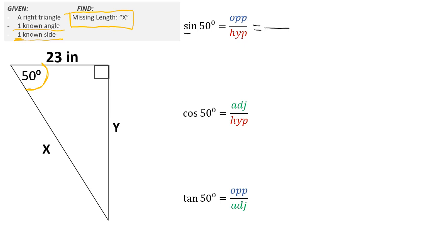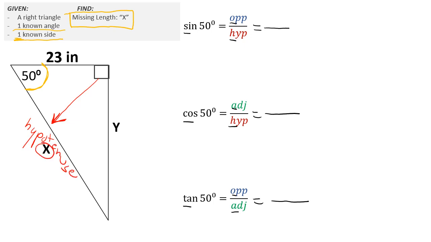So here I am setting up our SOHCAHTOA, just like we always do, and I'm just going to start filling in the blanks. So here's my hypotenuse, the longest side across from the right angle. Well, they don't tell us what the hypotenuse is. They just call it x. So that's not a problem. Anywhere where I see hypotenuse, put in an x.